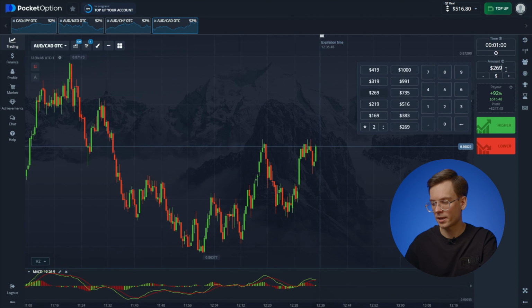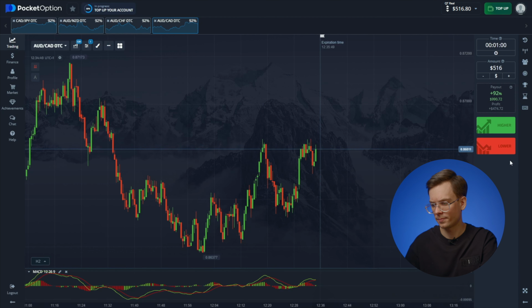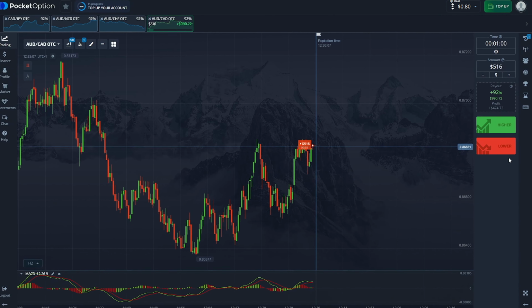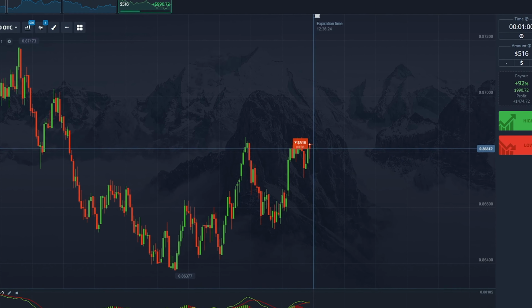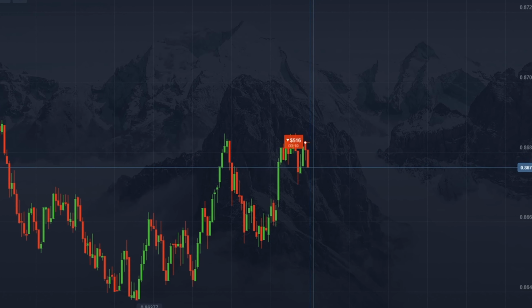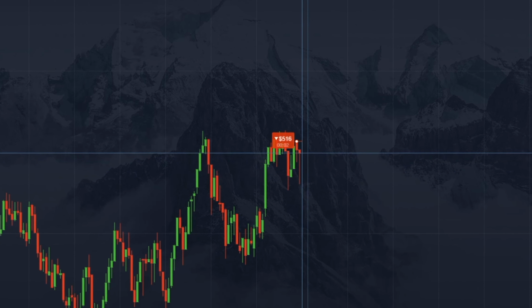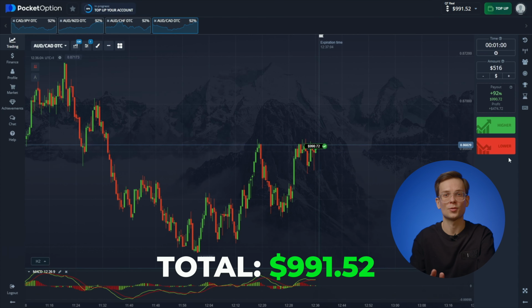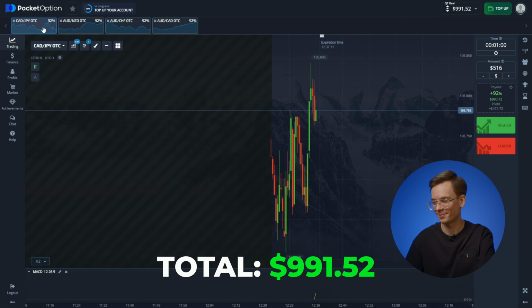And here's the Aussie Canadian in a tricky spot. The pair again cannot break through crucial resistance level, and the indicator lines are in an interesting mix, so we're going lower. And just like that, I've reached $991.